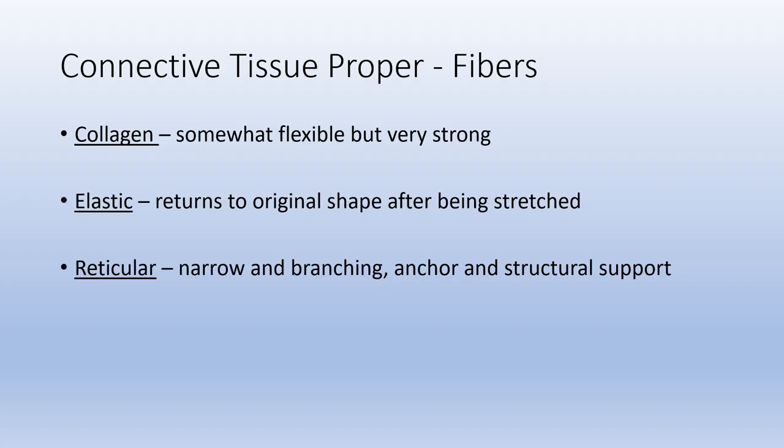The types of fibers that can be present in your connective tissue proper are collagen, elastic, and reticular. Collagen fibers are very, very strong. There is some flexibility to them, but they're very, very strong. Elastic fibers are known for, as the name implies, being elastic: they can be stretched, but then they will return to their original shape. And then reticular fibers tend to be very narrow compared to the collagen and elastic, and they have a lot of branching. They help to anchor and support the tissue.